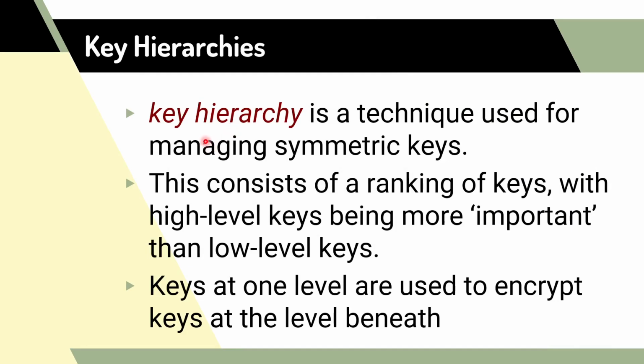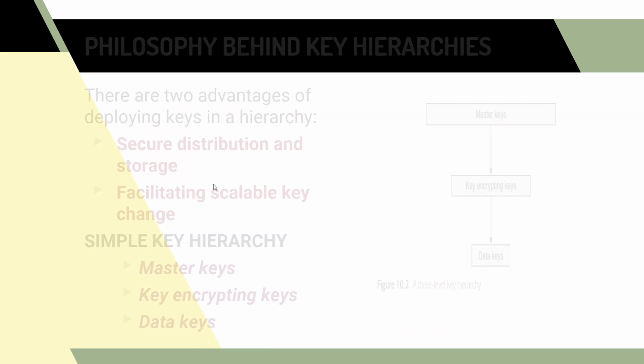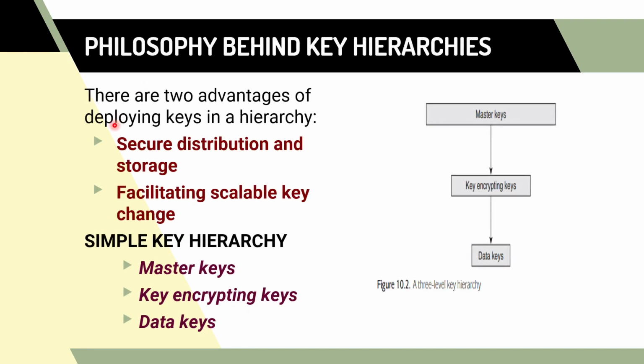So why do we go for key hierarchy? Key hierarchy is a technique used for managing symmetric keys. It consists of ranking keys, with high level keys being more important than low level keys, and keys at one level are used to encrypt the keys at the level beneath. There are two advantages of developing keys in a hierarchy: one is secure distribution and storage, and another is facilitating scalable key change.